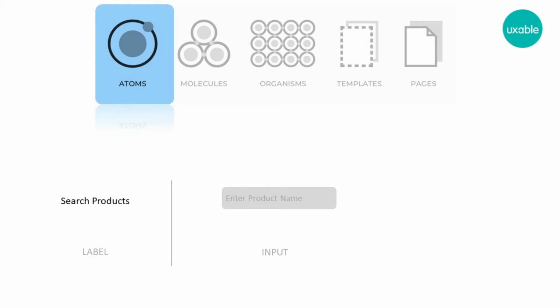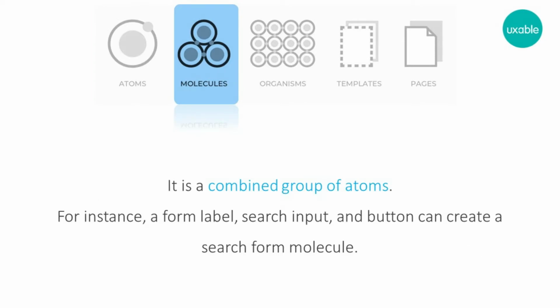The second one would be the input field. Okay, so in this example, there's an input field and there's a placeholder in that, enter product name. So this would be another atom. And the third one is a button. So this is another atom, a button. Now let's see the next atomic design process and see how these atoms combine into molecules.